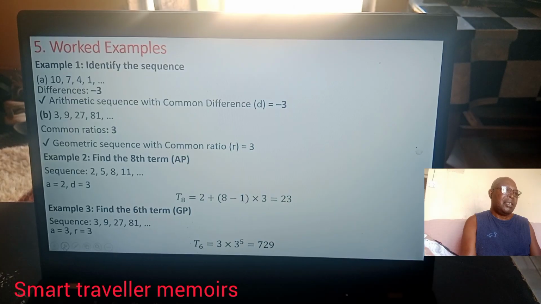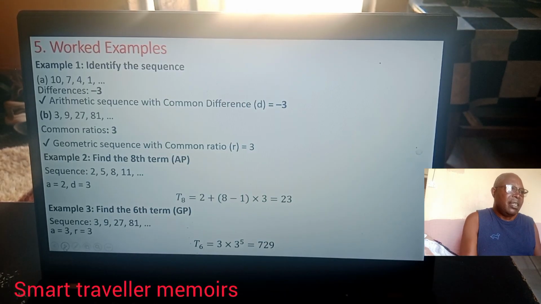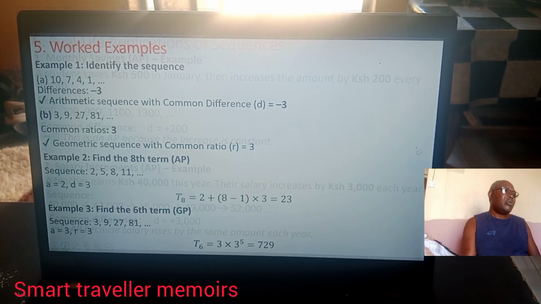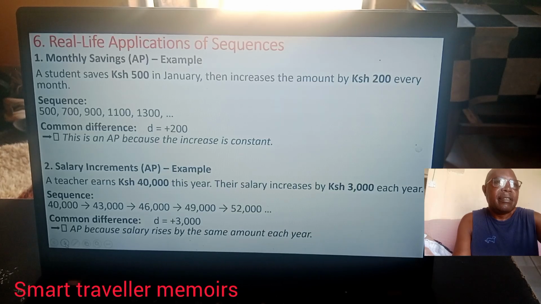Example 3. Find the sixth term of the GP 3, 9, 27, 81. Here, the first term a is 3, and the common ratio is 3. And therefore, using the formula, the sixth term is equal to 3 times 3 raised to 6 minus 1, which is 5, which is equal to 729.